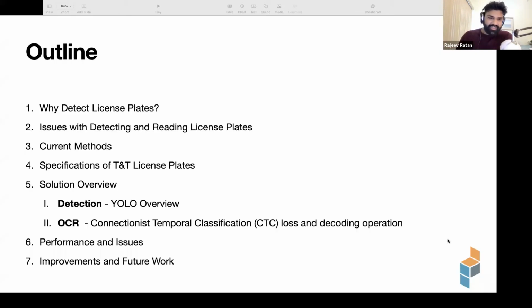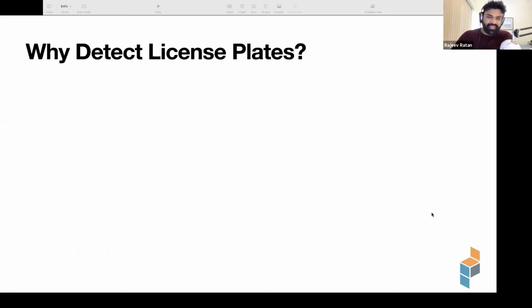So this is just a quick outline of this presentation. I won't read through these slides. I just ask for you to browse and see the overview. So firstly, why detect license plates? Well, you can do an automated parking entry system with a visual recognition based license plate system like this.